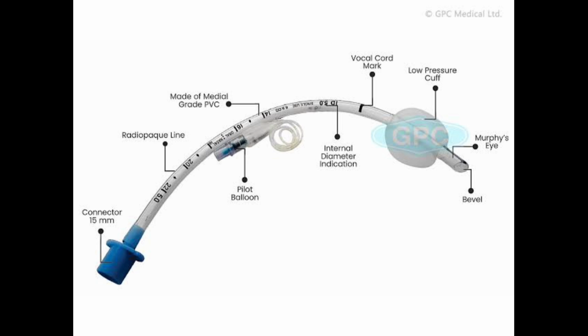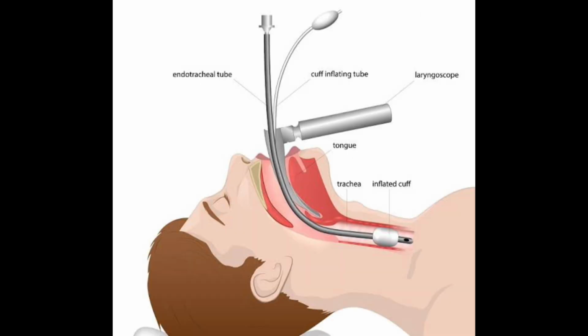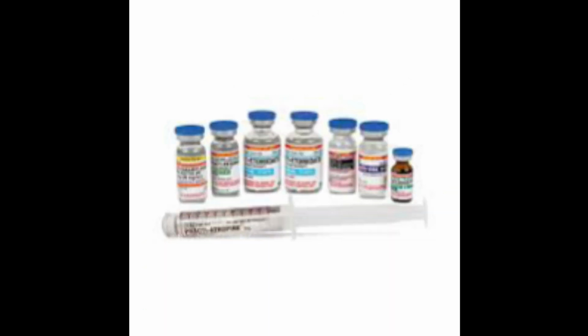Procedure for inserting an endotracheal tube. The procedure for inserting an ET tube is typically performed by a trained medical professional, such as an anesthesiologist or emergency physician. It usually involves the following steps. 1. Sedation or anesthesia. The patient is sedated or given general anesthesia to ensure comfort and relaxation during the procedure.